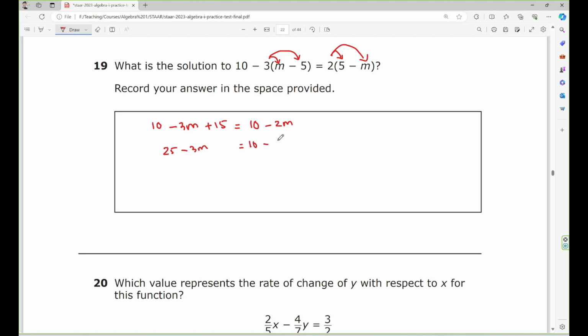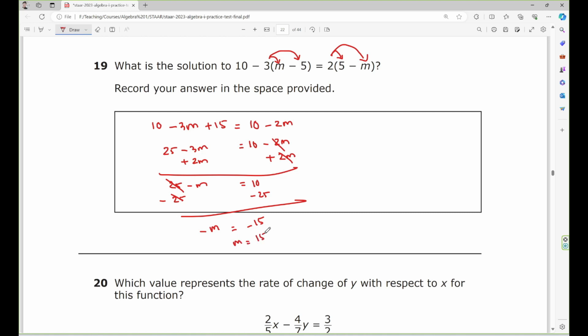Equal 10 minus 2m. Basically, I just add 2m both sides. 25 minus m equal 10. This and this cancel out. Right? Subtract 25 both sides. This and this gone. Negative m equal 10 minus 25 is going to be negative 15. Multiply both sides by negative 1. So m equal 15. This is the answer.